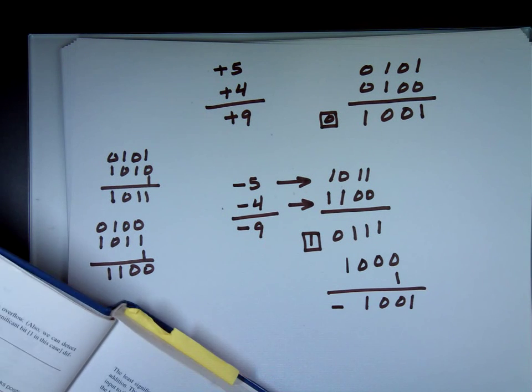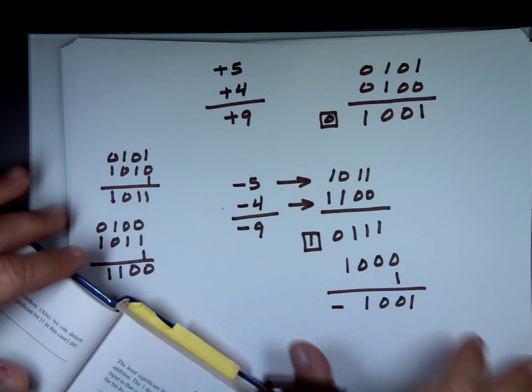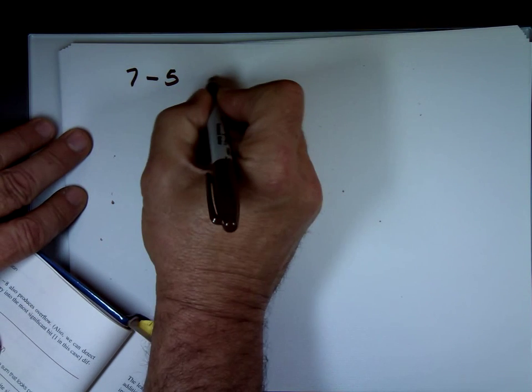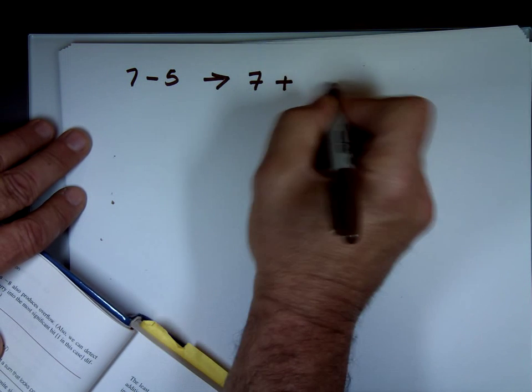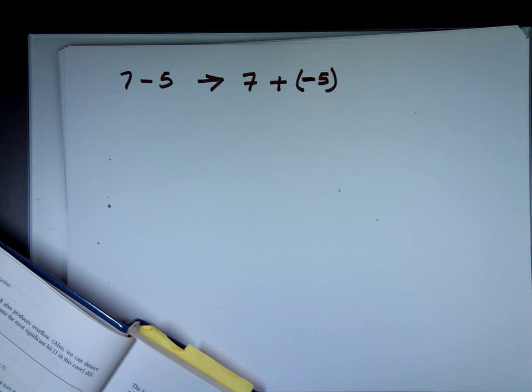Okay, I got it. Let's try another example. I want to do 7 minus 5 now. Well, in math, you know that's 7 plus what? Negative 5. That's the beauty of actually using the complement. I don't have to create a subtractor.